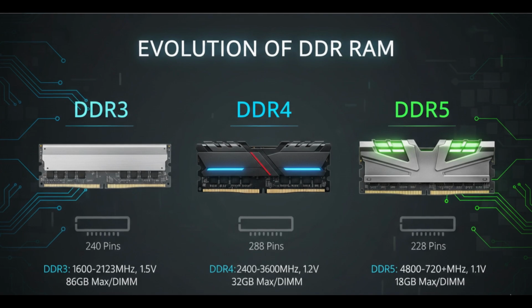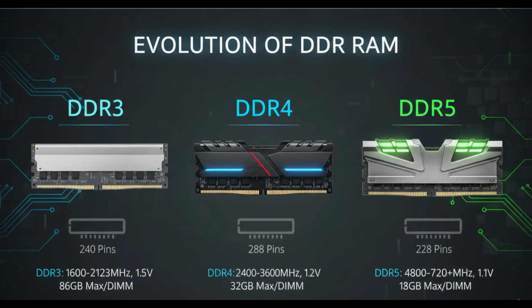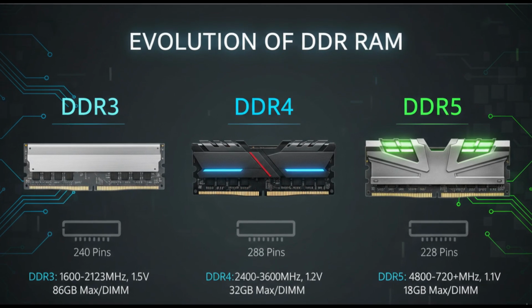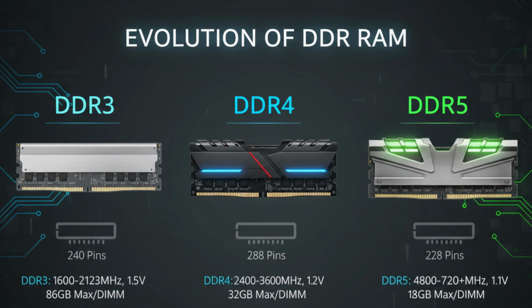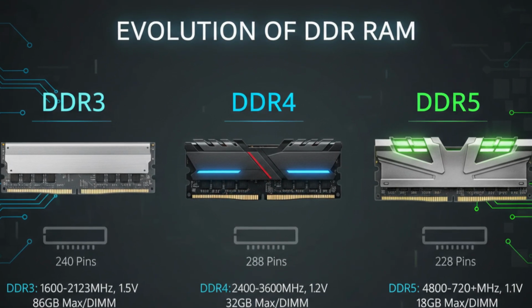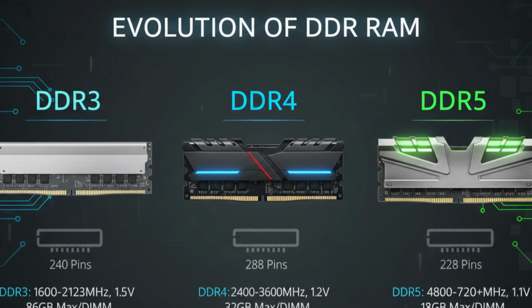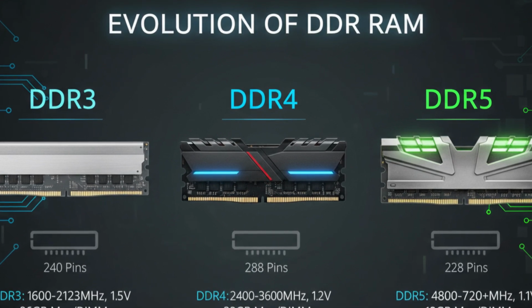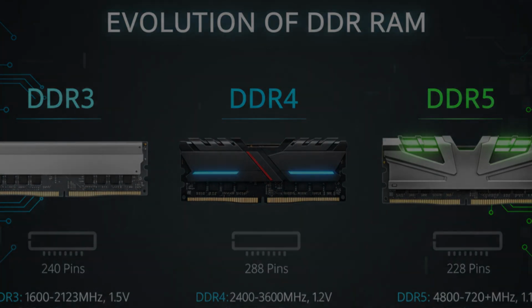There are different types of RAM. DDR3 is older, DDR4 is very common today, DDR5 is the newest and fastest. Each generation improves speed and efficiency. Most modern PCs now use DDR4 or DDR5 for optimal performance.